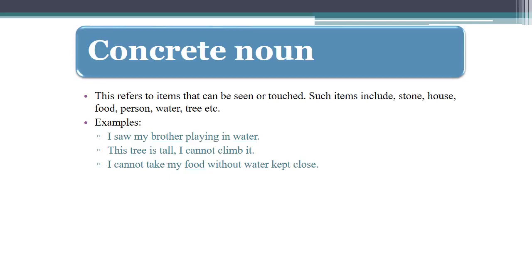Examples: I saw my brother playing in water. Brother and water are concrete nouns. This tree is tall. I cannot climb it. Tree is the concrete noun. I cannot take my food without water kept close. Food is a tangible noun. It's tangible, so we call it a concrete noun. And so is water. So anything that is an idea or a feeling cannot belong to this. And so we move on to the next type of noun.